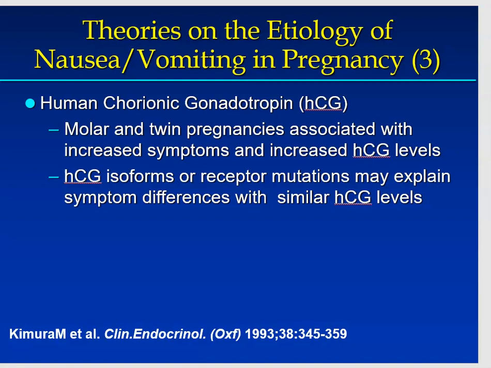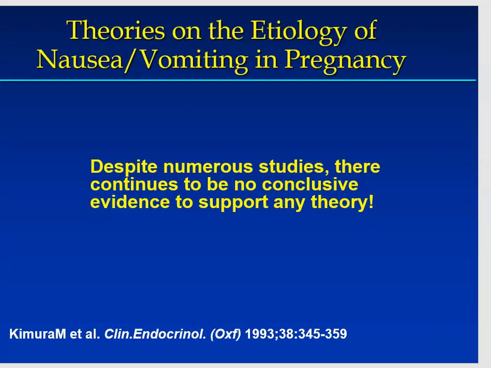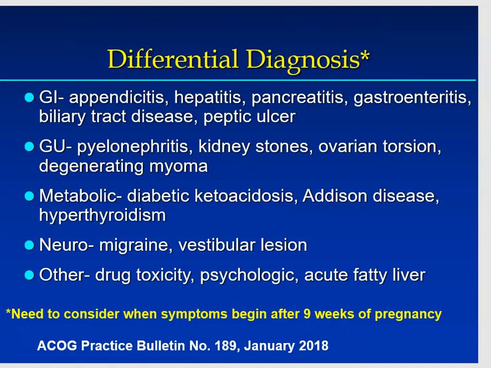And it appears that HCG is certainly one of the areas of current study in terms of relationship to these disorders. And here you can see that when the HCG peaks around 9 or 10 weeks, you also see a peak in the symptoms of nausea and vomiting, as shown in this older study. However, despite all these studies, and they are numerous, there continues to be no conclusive evidence to support fully any one theory for the etiology of either nausea and vomiting in pregnancy or hyperemesis gravidarum.